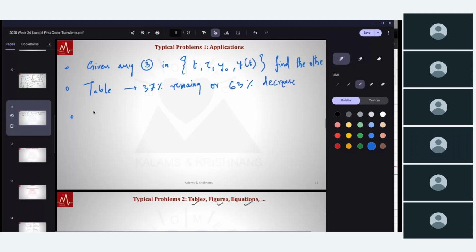They can also give you a figure. In the figure, you can either use the initial slope, or, if it's a gridded figure, you can read the time at 37% remaining. Then they can also ask you for related parameters.